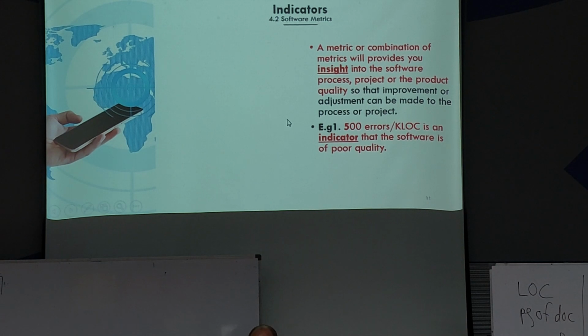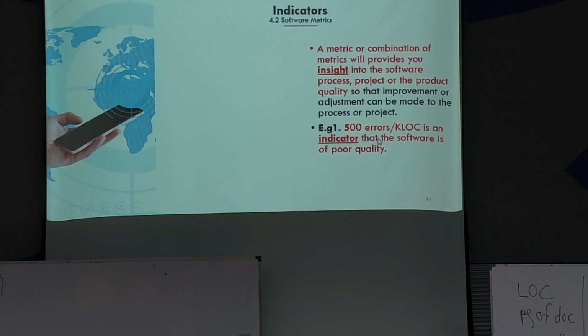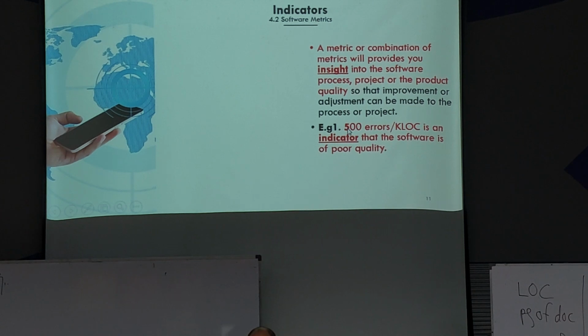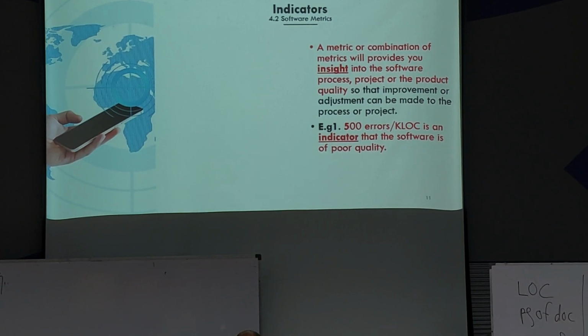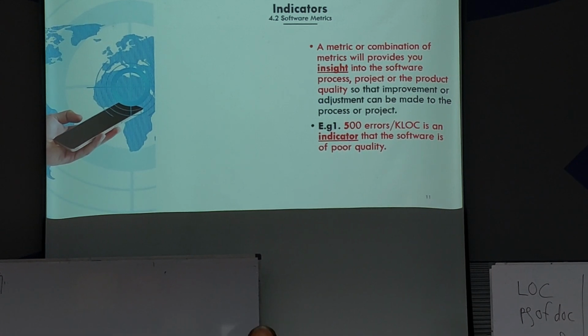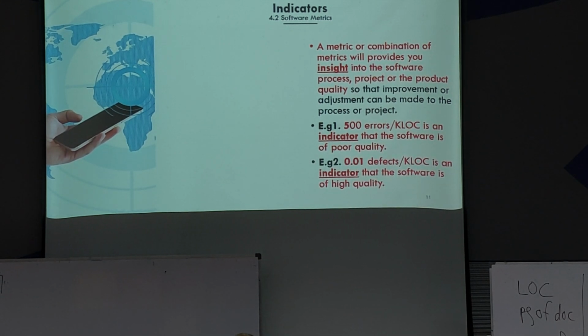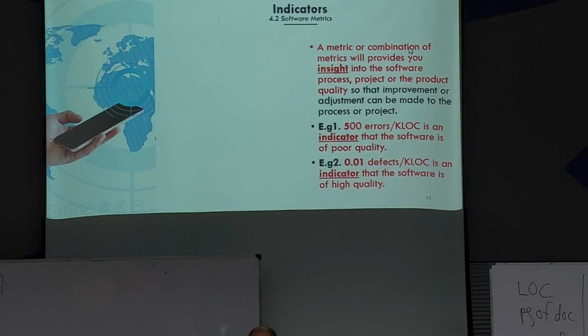When you do measurement, you get something like 500 errors per 1,000 lines of code. This will give you an indicator that the software is of poor quality. If you get a number like 0.01 defects per 1,000 lines of code, this number will give you an indicator that the software is of high quality. So a metric or combination of metrics will provide you with an indicator of whether something is good or bad.